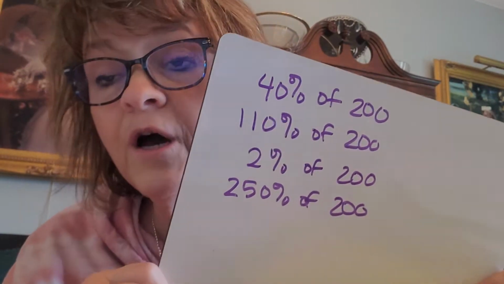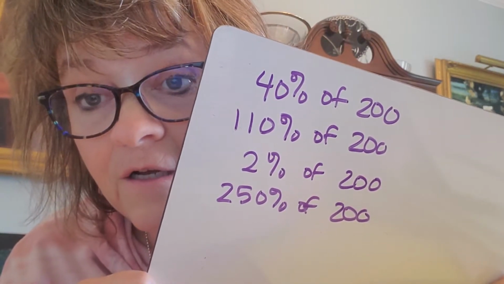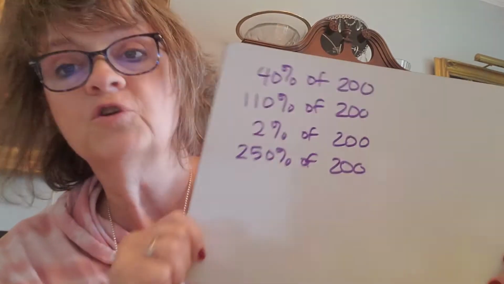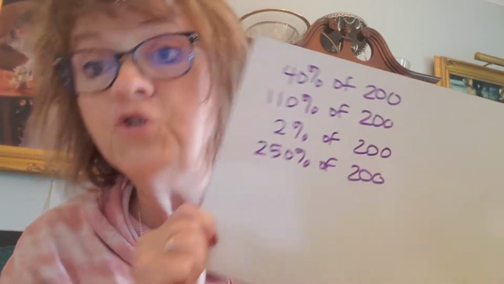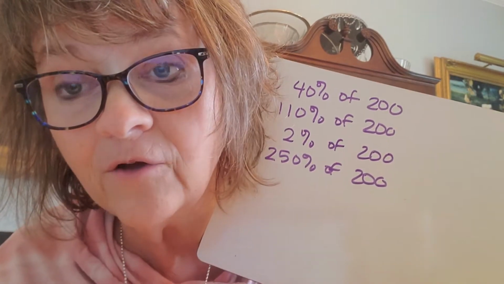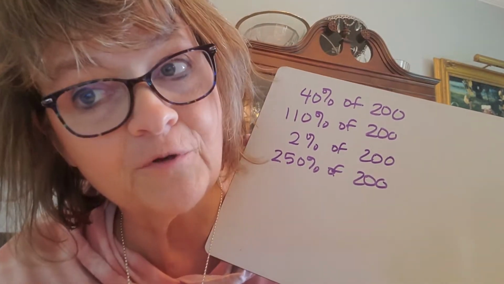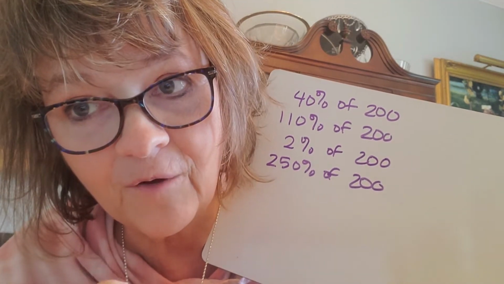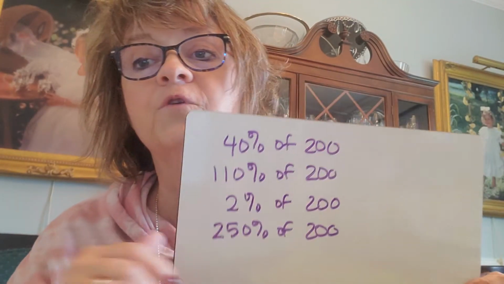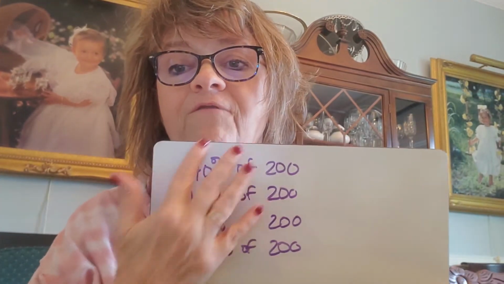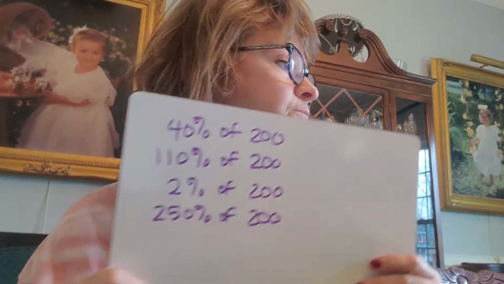And then 250%? Well, 100% of 200 is 200. 200% would be twice that amount. 250% would even be more. Okay? So I just wanted to make sure you have the right mindset when we're trying to find just basic percentages of numbers. So let's go ahead and do a few problems.